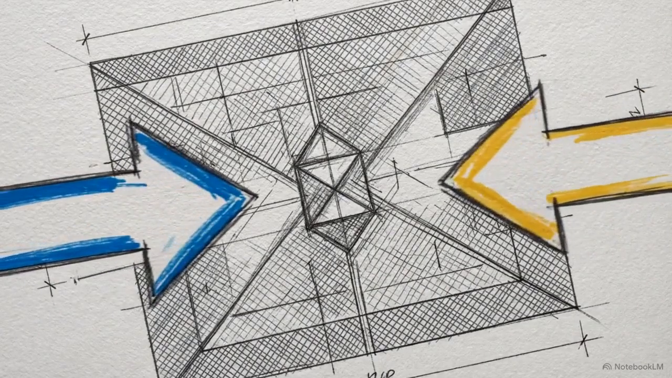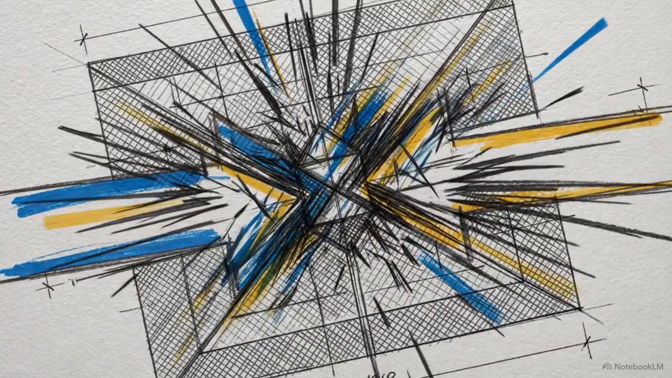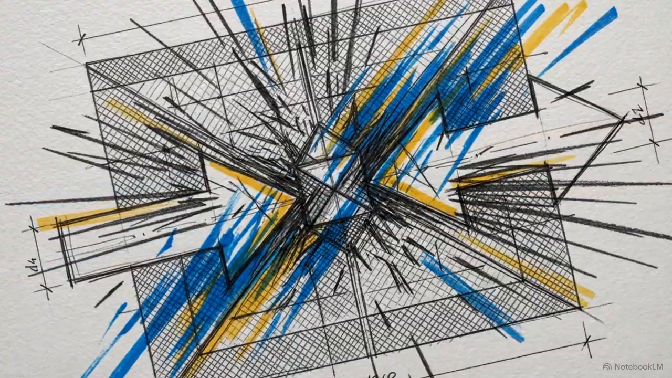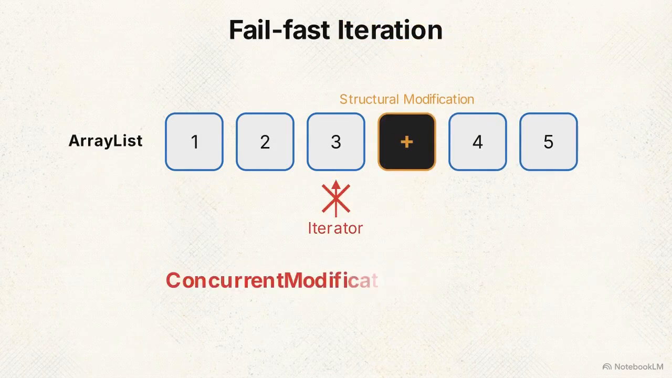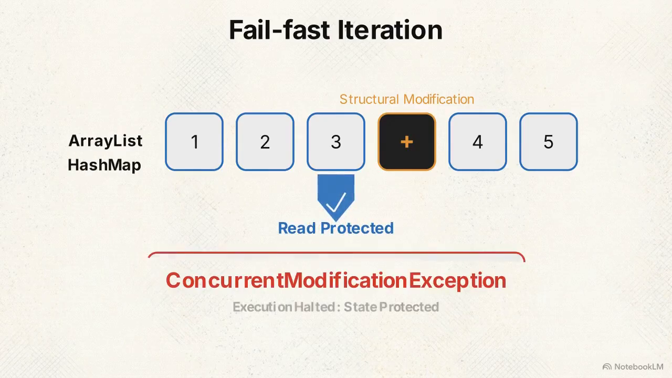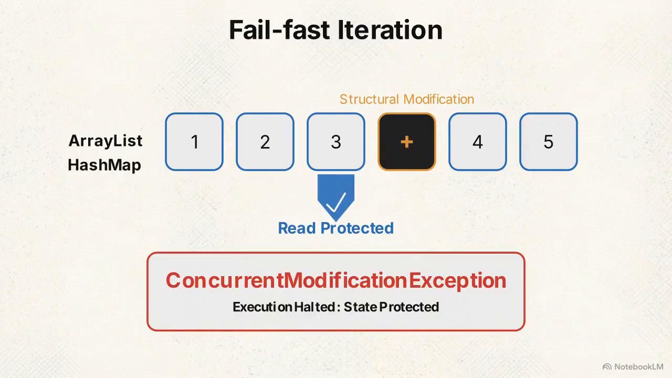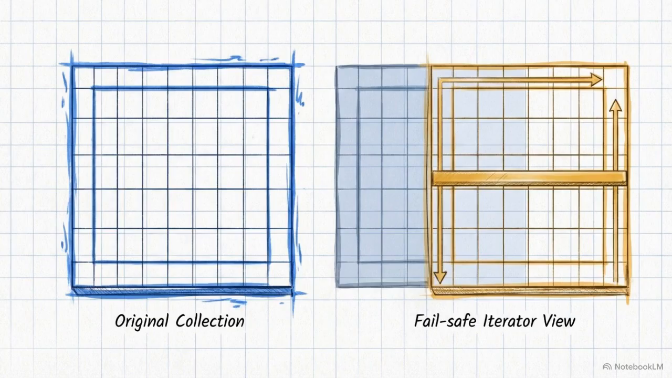Concurrent modification creates risks during iteration, such as when one thread attempts to read a collection while another thread is modifying its structure. Java's standard fail-fast iterators detect these structural changes and immediately throw a ConcurrentModificationException. Implementations like ArrayList and HashMap use this behavior to protect the read operation, stopping execution as soon as a conflict is detected. In contrast, fail-safe iteration allows a thread to complete its loop without crashing by operating on a clone of the data or providing a weakly consistent view.